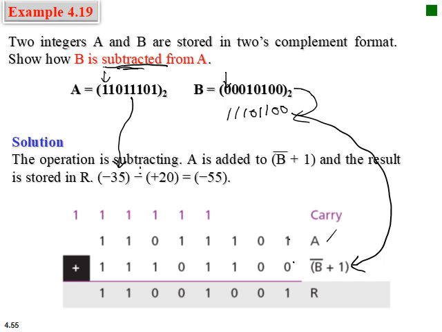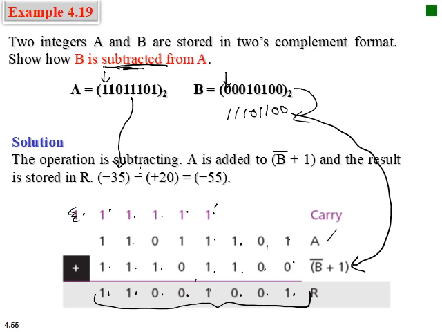1 plus 0 gives us 1, 0 plus 0 gives us 0, 1 plus 1 gives us 0, carry 1, then 1 plus 1 plus 1 gives us 1 carry 1. 1 plus 1 plus 0 gives us 0 carry 1. 1 plus 0 plus 1 gives us 0 carry 1. 1 plus 1 plus 1 gives us 1 carry 1. 1 plus 1 plus 1 gives us 1 carry 1, and the carry there you can simply ignore eventually. This is the value we are interested in.